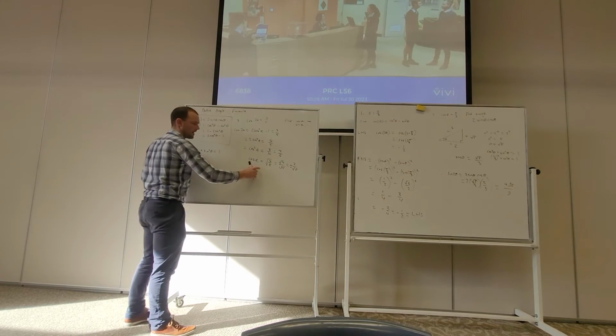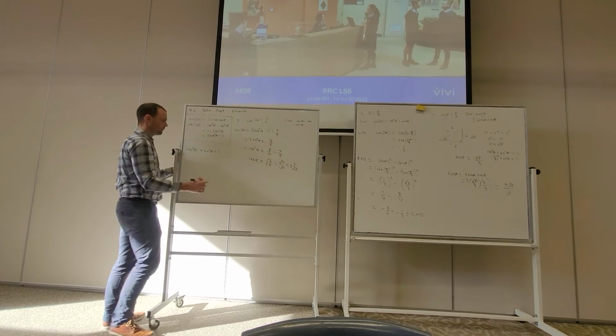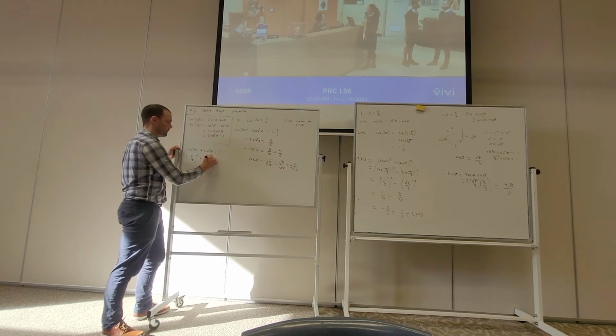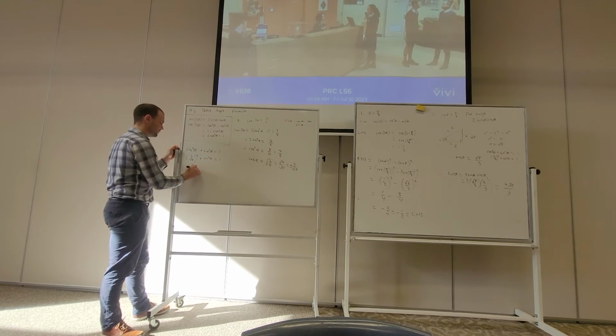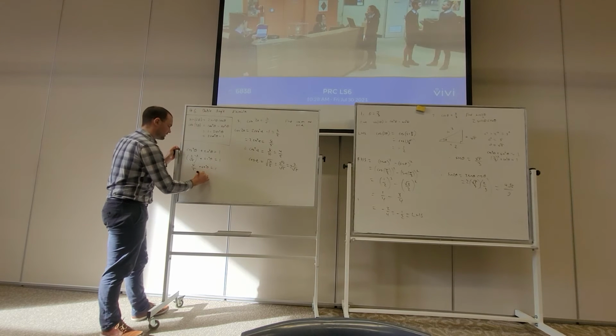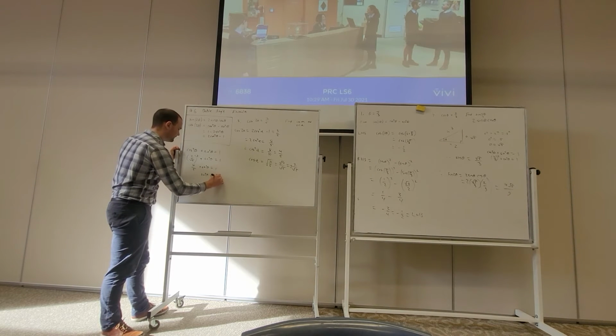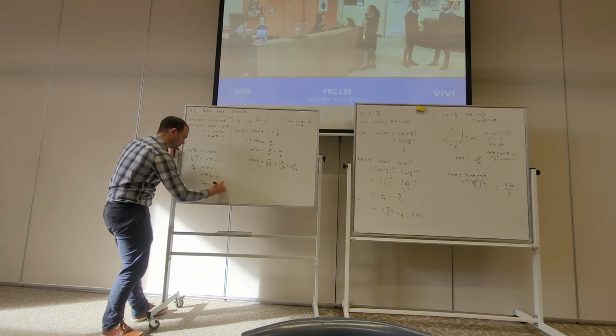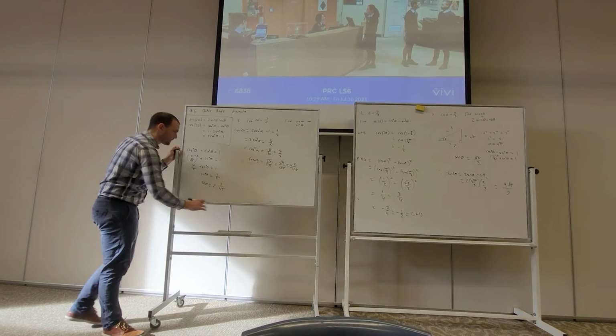We've got cos of A, or cos of theta, is 2 on root 5. And we'll solve this. We're going to have 4 on 5. We'll get sine squared theta is 1 on 5. So sine is plus or minus 1 on root 5.